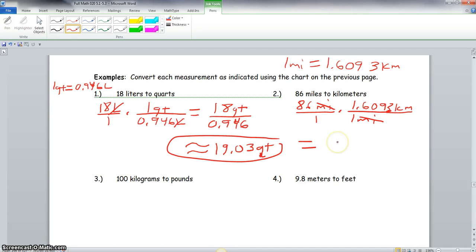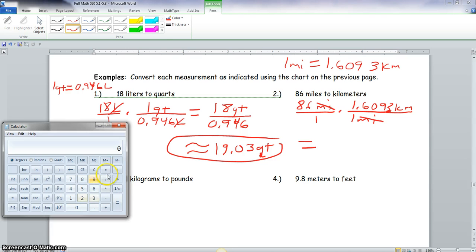Okay, class, we'll be finishing up where we left off. We have to take 86 times 1.6093 kilometers all over 1. Now we know anything divided by 1 is itself, so all we would need to do is multiply the 86 times 1.6093.